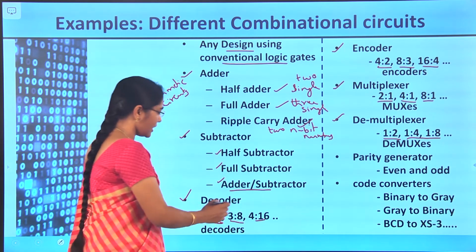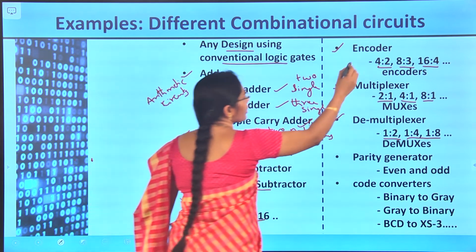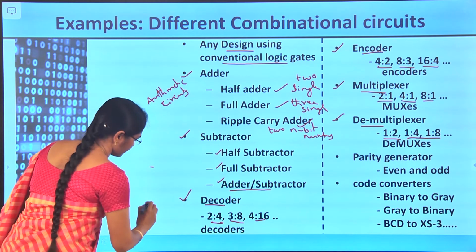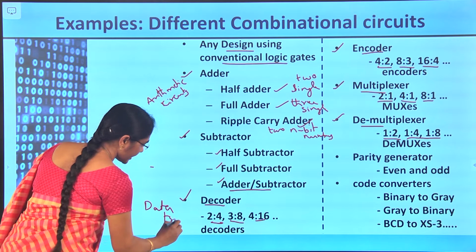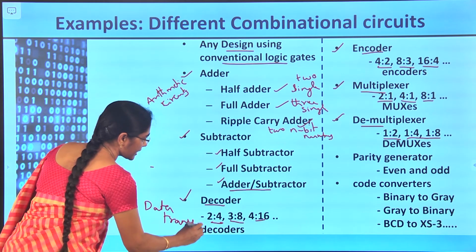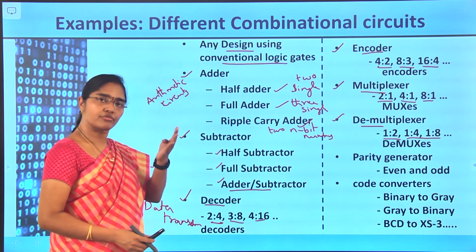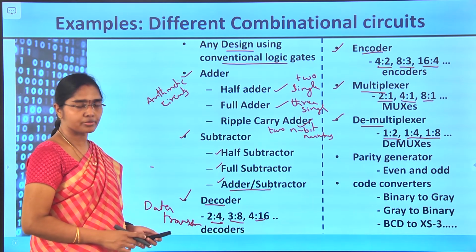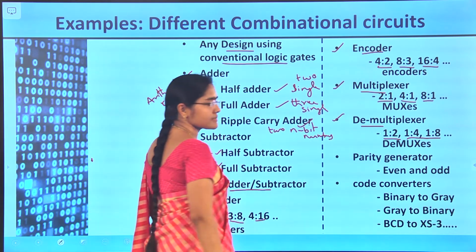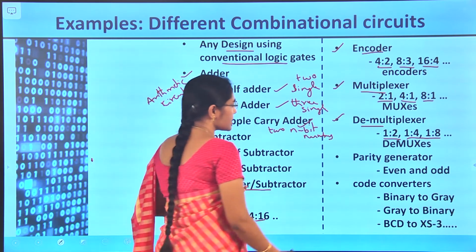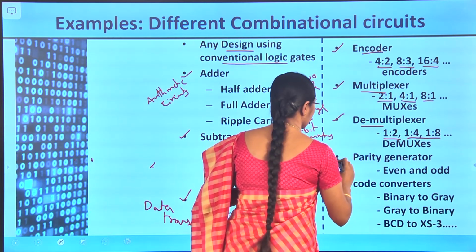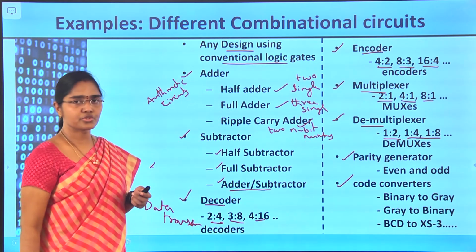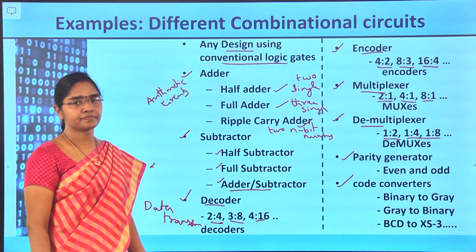So see, all these four, decoder, encoder, multiplexer and demultiplexer, are data transmission circuits. In the data transmission circuits, there are 4 types. In the 4 types, again there are so many types with different numbers of inputs and different numbers of outputs. We are going to study all these. Then programmable logic circuits, and before that parity generators and code converters are going to be studied in our chapter.